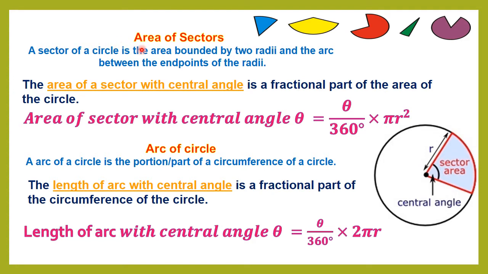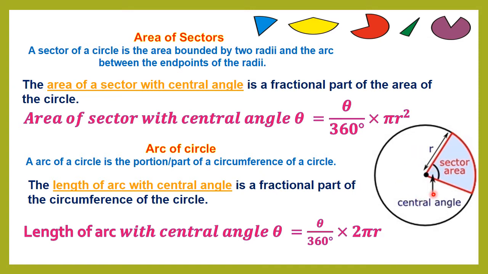Now students, the very first concept is related to area of sector. As you know, a sector of a circle is the area bounded by two radii and an arc between the endpoints of the radii. Fine. So it means the area of sector with central angle, we will take central angle as theta, is a fractional part of the area of circle. And you know how to calculate area of sector with central angle theta? Theta upon 360 degree into pi r square. Here this is the area for minor sector. You can observe in this figure, suppose this angle is theta. So this area we are finding for the minor sector.